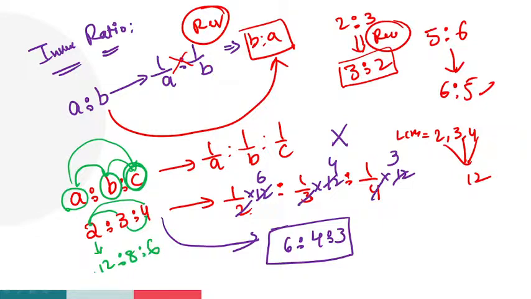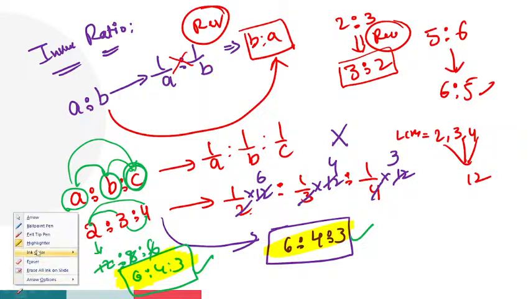Let me calculate. 12, 8, 6 gives the final answer 6 is to 4 is to 3. No need for pen and paper. Leave the one you want and multiply only the remaining numbers. To find the A value, multiply the remaining two numbers. To find the B value, multiply the A and C values. To find the C value, multiply the A and B values, and we get the same answer. Is the shortcut clear to all of you?